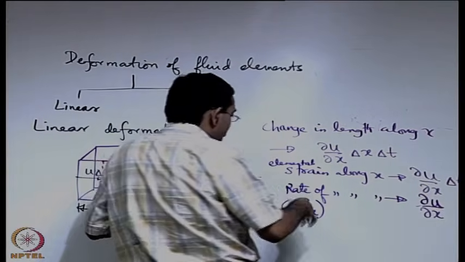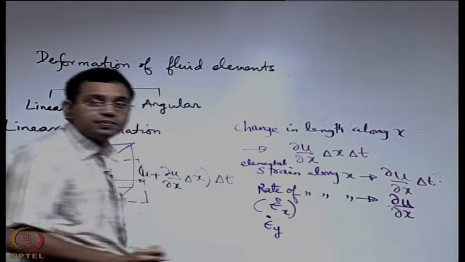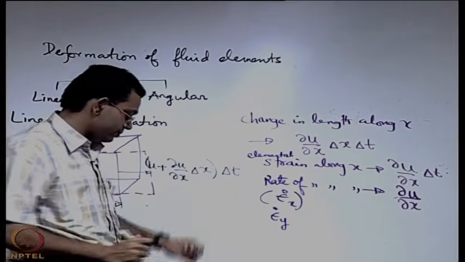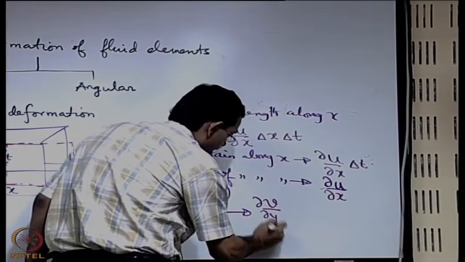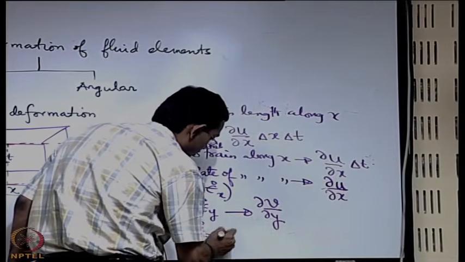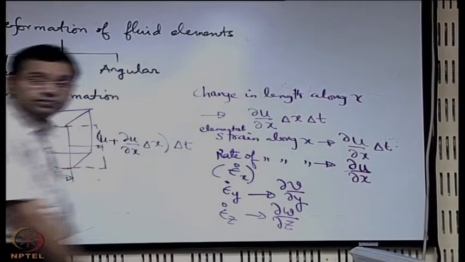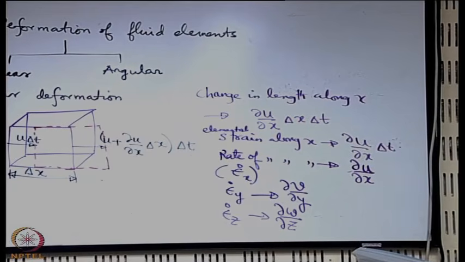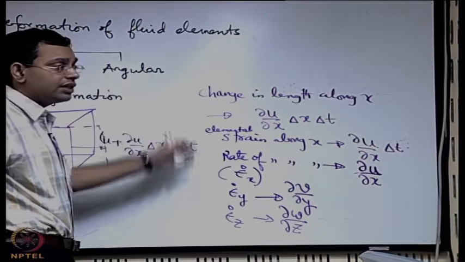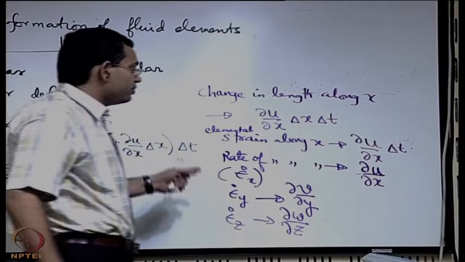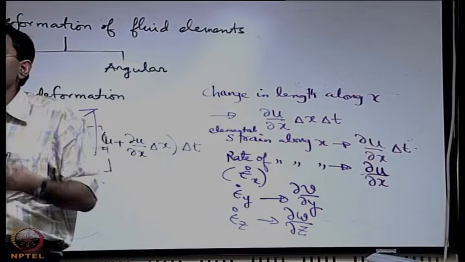Similarly, just from your common sense, you can say what will be epsilon dot y and what will be epsilon dot z. So, what is epsilon dot y? And epsilon dot z is this. So, we have been successful in finding out a very simple thing, what is the rate of linear deformation along x, y and z in terms of the velocity component.